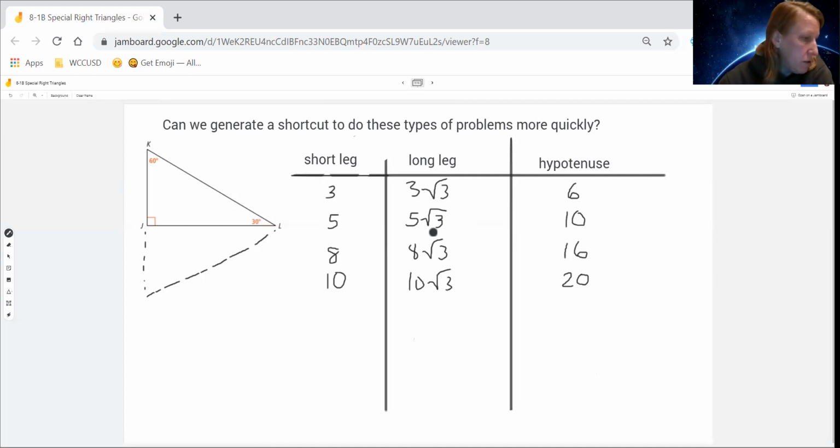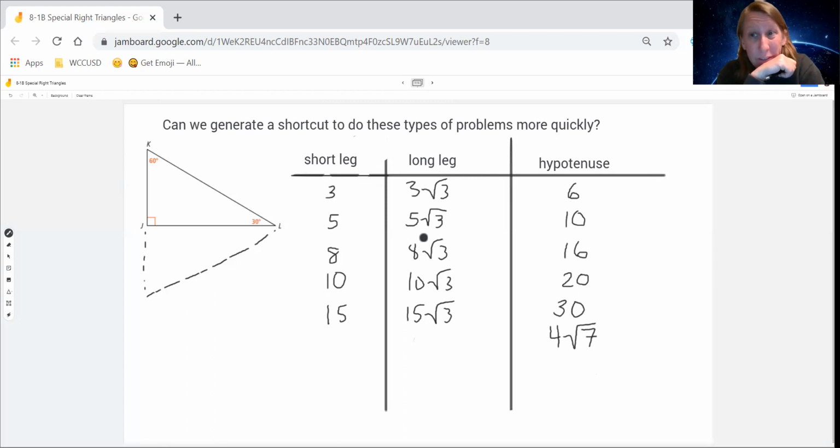Okay, let's do a couple more. So let's say the short leg is 15. What's the longer leg? Good. 15 square roots of 3. And the hypotenuse, a lot longer. It's twice. It's 30. Good. Let's see if I can trick you. Let me give you 4 square roots of 7.